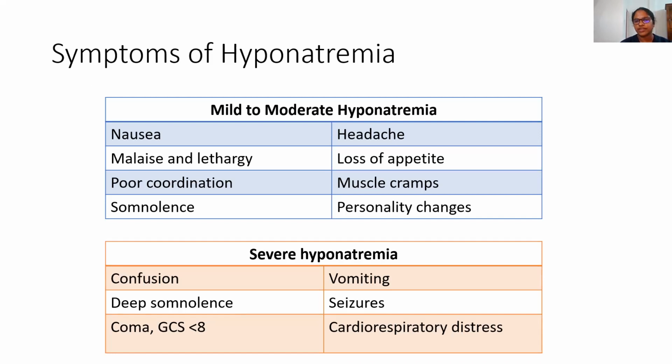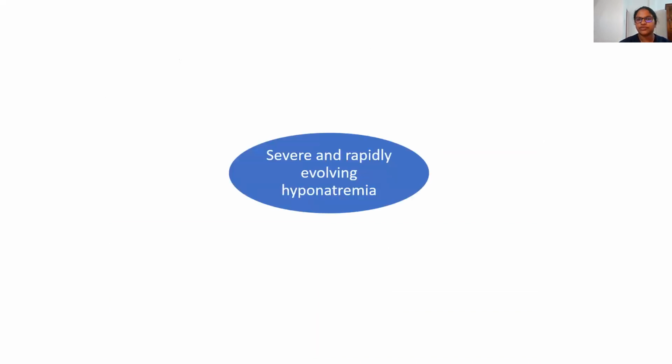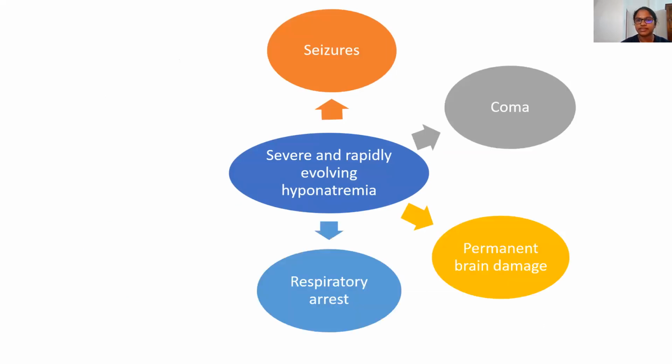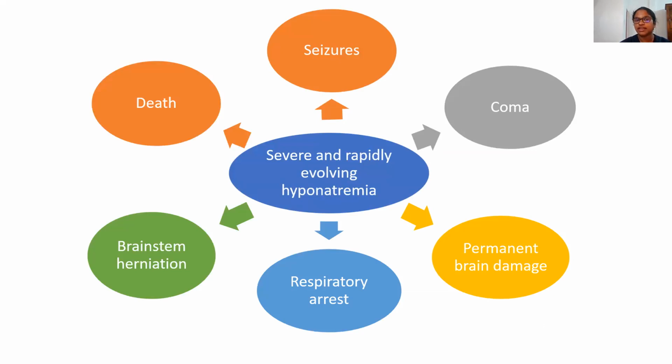Then severe hyponatremia, patients would be confused. They will have vomiting, deep somnolence, low GCS, seizures, and can result in cardiorespiratory distress. So severe and rapidly evolving hyponatremia lead to seizures, coma, permanent brain damage, respiratory arrest, brainstem herniation, and ultimately death.